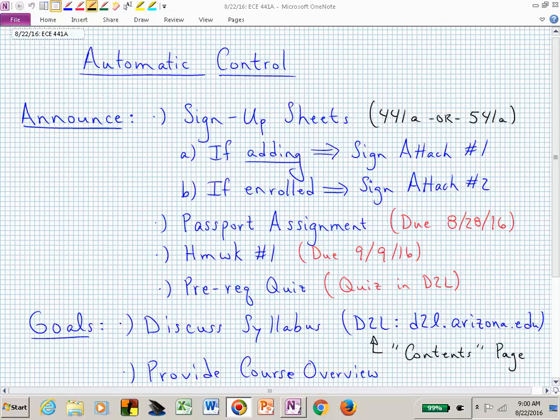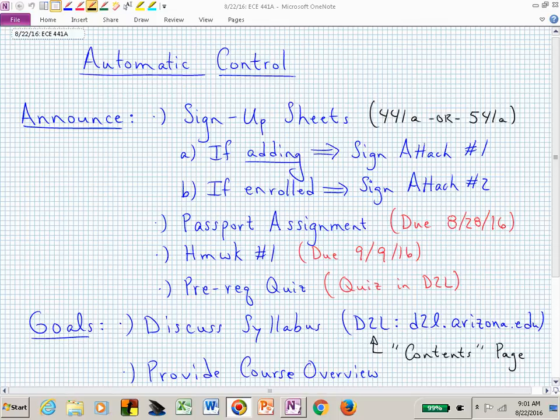And today we have a complex process in terms of signing up. If you are wanting to add the class, you'll want to sign attachment 1, but make sure you're either in 441 or 541. So there's two different pieces to the puzzle. If you're already enrolled, you may sign attachment 2. If you're in 441, sign attachment 2 for 441. If you're in 541, sign attachment 2 for 541.